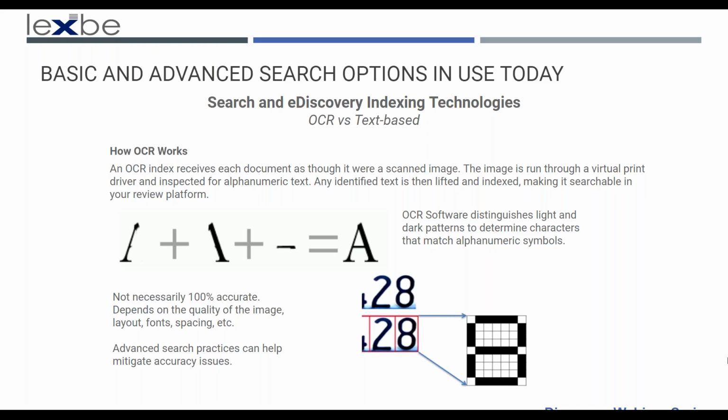So you'll see this is the example here. It's taking these three parts of the A, and together the algorithm identifies that as the letter A. It's not always accurate, and there are a few reasons for that. Mostly it's related to the quality of the image. I'd say 90% of the time where I see OCR issues, it's because the document that we receive is poor quality.